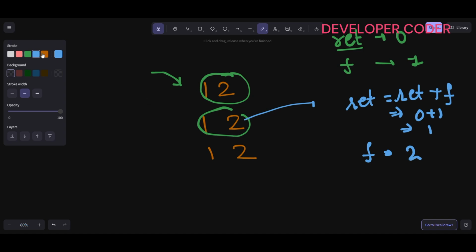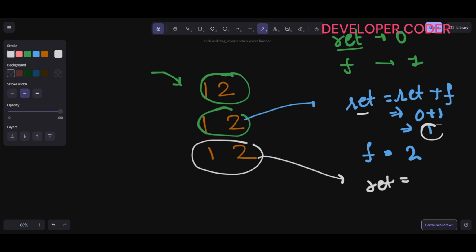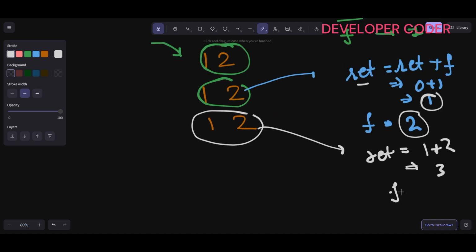Now the next time when I see this 12 again, I'm going to operate on this return again. The previous value of return was 1 and the previous value of frequency was 2. So 1 plus 2 is 3, and then I'm going to set the frequency of this 12 to 3. One more time, right? In the end, this is what I'm going to return. After that I will not see this 12 again. So this is what I'm going to do.